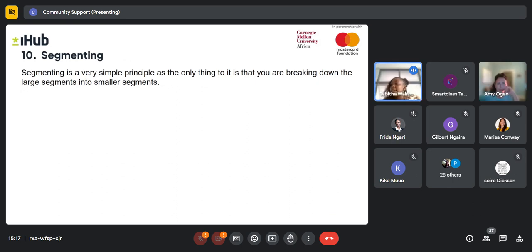And then number 10, segmenting. This one I'm going to give to Kidato. Segmenting is a very simple principle, as the only thing to it is that you're breaking down large segments into smaller ones. I think Marisa was trying to describe earlier, where you're chunking information up into bite-sized pieces so that you're not overwhelming the learner. Kidato, please. Yeah, you're right, Marisa. Your example is segmenting. So Kidato, how are you doing this for your learners?